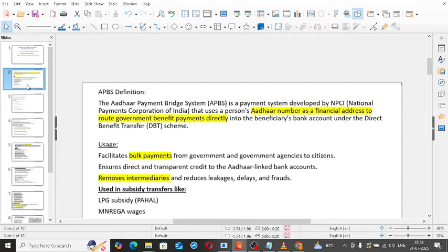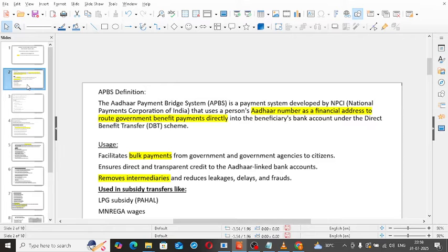Aadhaar payment ensures a direct and transparent credit payment, because the beneficiary, whenever they open an account, also submits their Aadhaar number. So the beneficiary bank itself maps the Aadhaar number against the account number, which removes intermediaries and reduces leakage, delays and frauds.